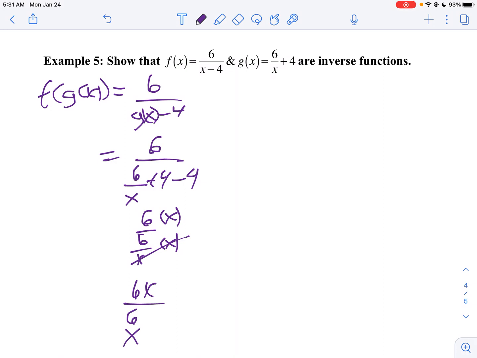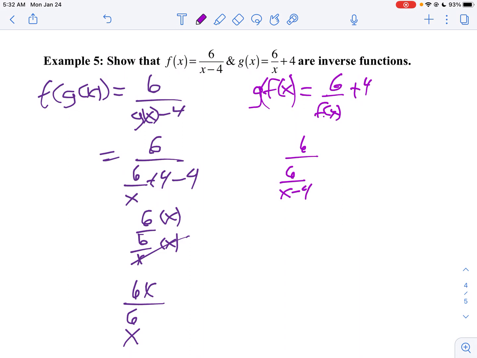Now let's turn around and find g of f of x. Now, if I got something besides x for my first one, I wouldn't have to check the second one. But now I'm going to say g, which is 6 over f of x, plus 4. So then I'm going to say 6 over x minus 4, plus 4.